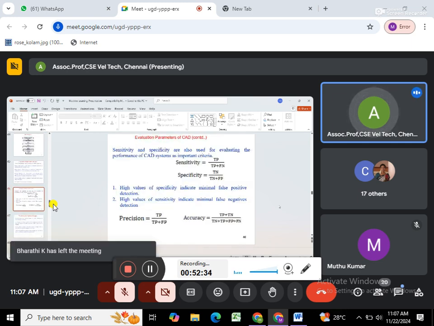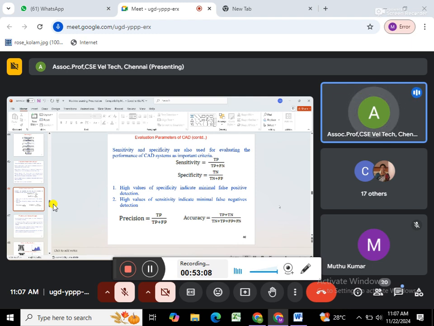The second step for calculating the features involves two parameters. One is called sensitivity, another is called specificity. What is the formula for calculating sensitivity? True positive divided by true positive plus false negative. This formula you have to calculate and store in your feature vector. And specificity means true negative divided by true negative plus false positive, right?